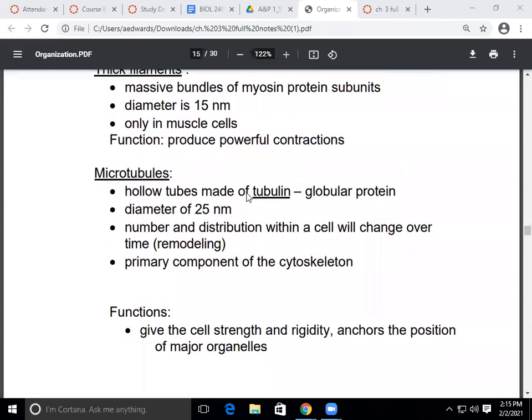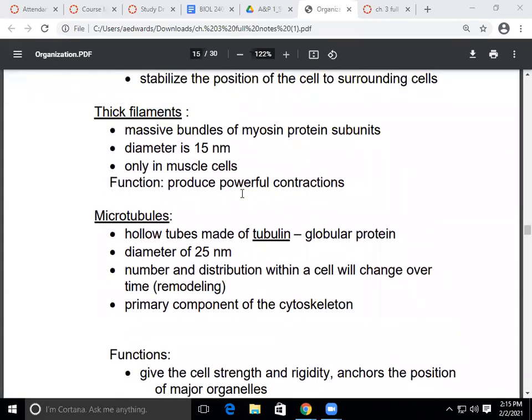Next, we have the thick filaments. All right, these are larger. They're made up of myosin. Diameter is around 15 nanometers. You only will see these in muscle cells. Okay, and because they're in muscle cells, their role is to produce powerful contractions.